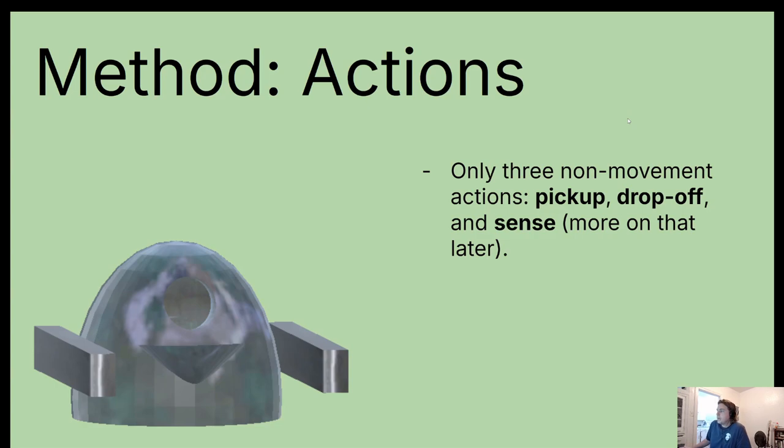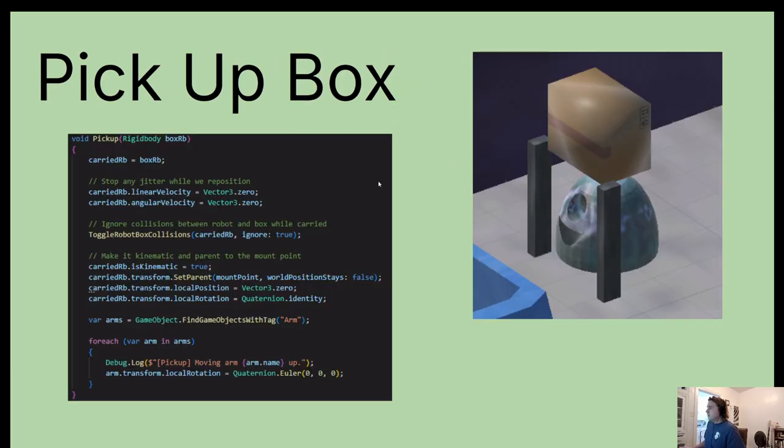Now moving on to actions. We really only have three non-movement actions for the robot, which are pick up, drop off, and sense. We'll cover sense in a little bit. Right now we're mainly going to cover pick up and drop off because they're simple, but the actual implementation is not quite so simple. We'll go over that in a second.